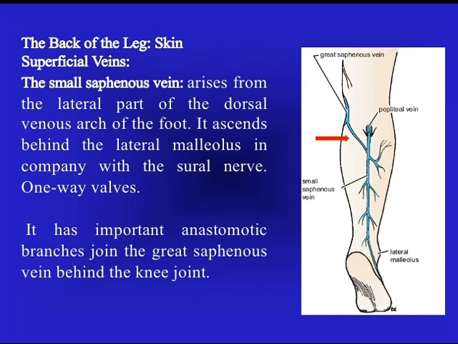This vein also contains valves, which are one-way valves, permitting the transfer of blood upward and preventing it from spillage down. It has important anastomotic branches that join the great saphenous vein behind the knee joint. At the popliteal fossa, the small saphenous vein pierces the superficial fascia and joins the popliteal vein.